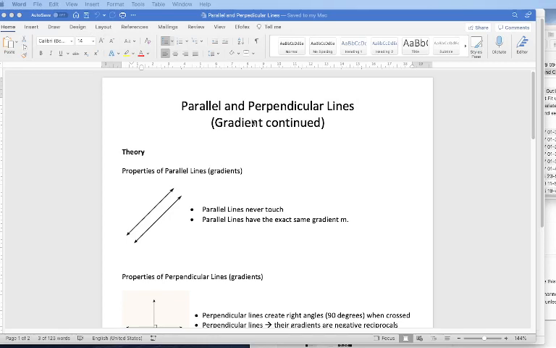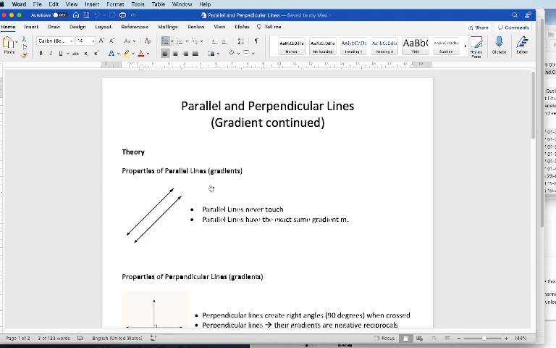All right, so I asked you to look at the section on parallel and perpendicular lines, and the theory is quite easy. Essentially, if you have two lines, and we've learned how to find the gradient between two points using the gradient equation, if you have two lines that are parallel, the gradients are going to be the same.